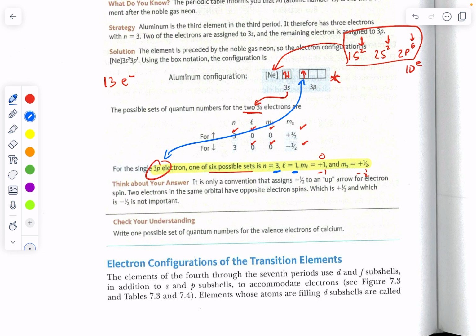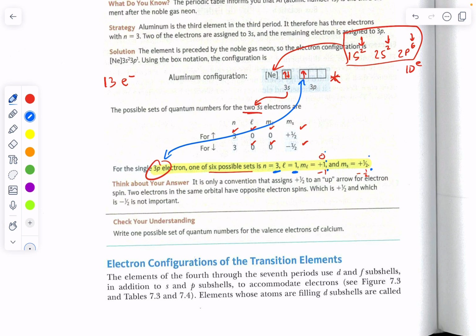So that's going to be designated by a 1. And it's going to be in one of the three orbitals, which could be either a 0 or a +1 or a -1. It doesn't matter what you use. And it's either going to be a +1/2 or a -1/2.